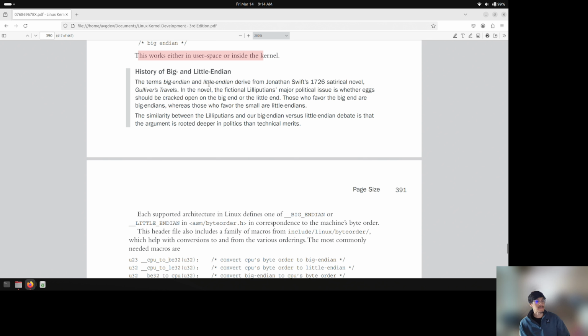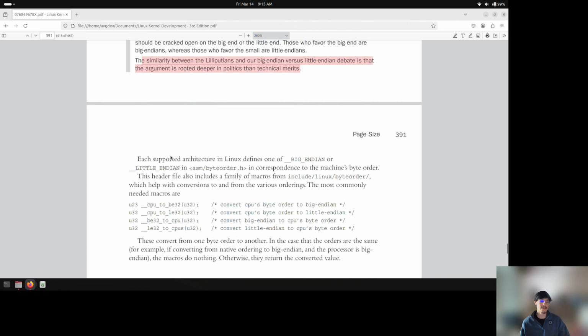History of big and little endian. The terms big endian and little endian derive from Jonathan Swift's 1726 satirical novel, Gulliver's Travels. In the novel, the fictional Lilliputians' major political issue is whether eggs should be cracked open on the big end or the little end. Those who favor the big end are big endians, whereas those who favor the small end are little endians. The similarity between the Lilliputians and our big endian versus little endian debate is that the argument is rooted deeper in politics than technical merits.